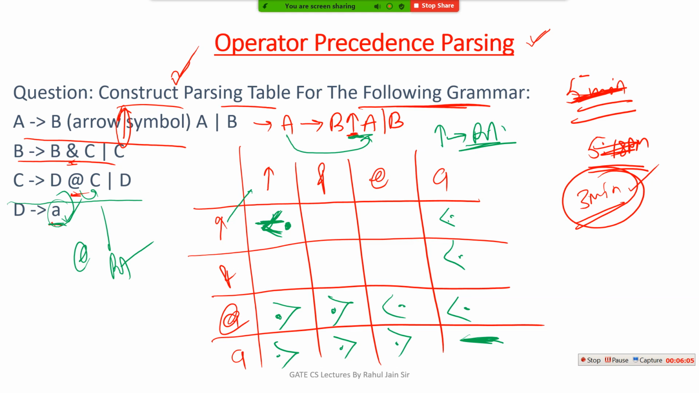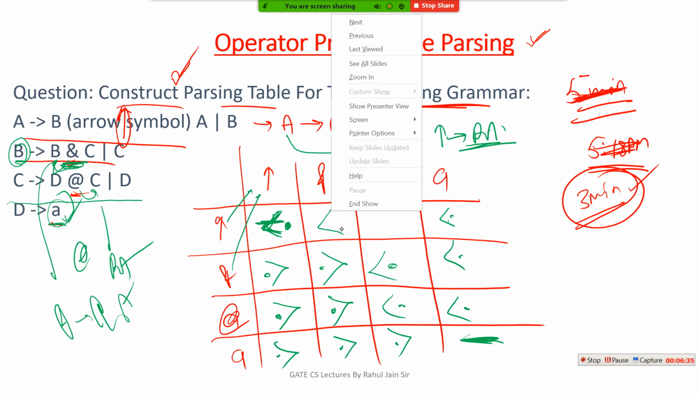So here ampersand, and ampersand is the next, the third highest now. Ampersand is left associative because B exists, that is the leftmost symbol, on the left-hand side, that is why it is left associative. And arrow has the least precedence.